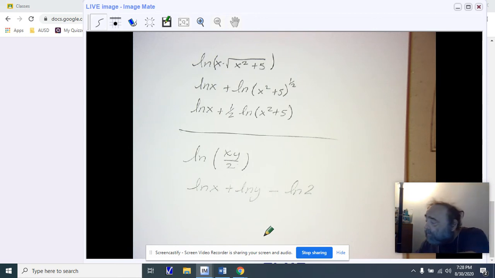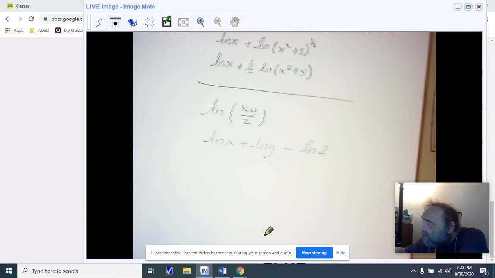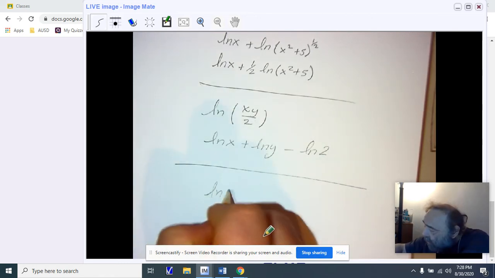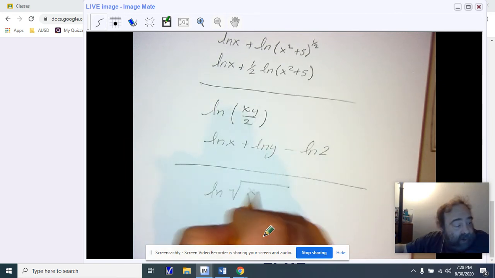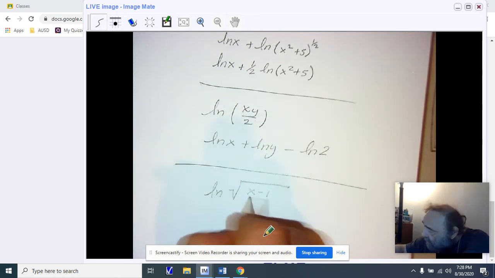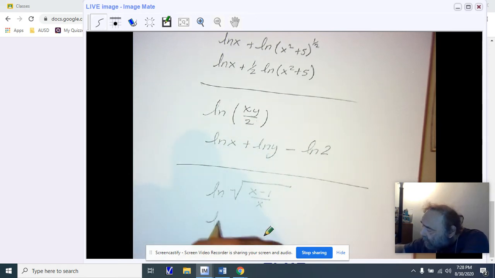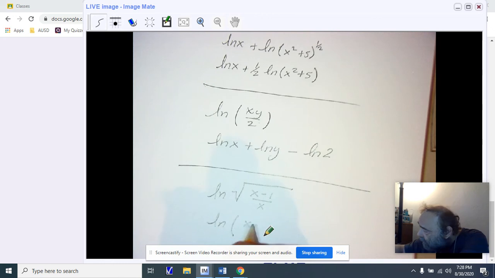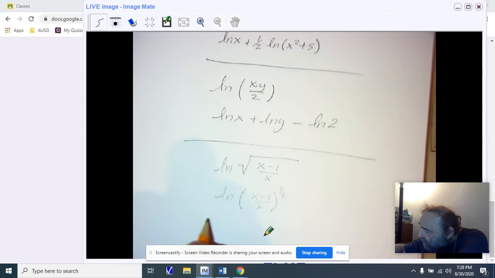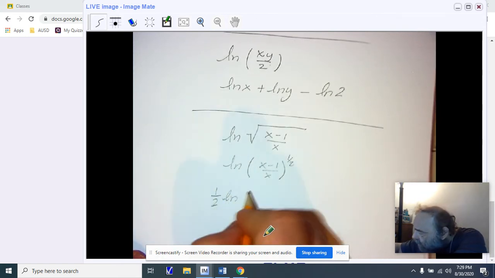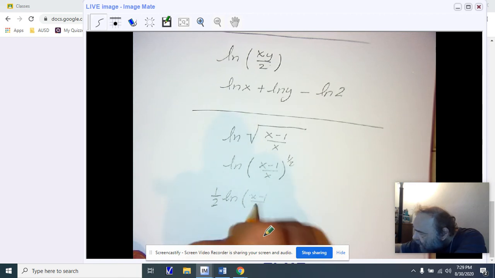Let's look at one more, and then we're going to take a look at condensing and working in the other direction. So I'm taking the natural log of the square root of x minus 1 over x. We have to be careful. That radical is a fraction, a rational exponent. That's going to come out in front. So we have 1/2 the natural log, and we have our x minus 1 over x.